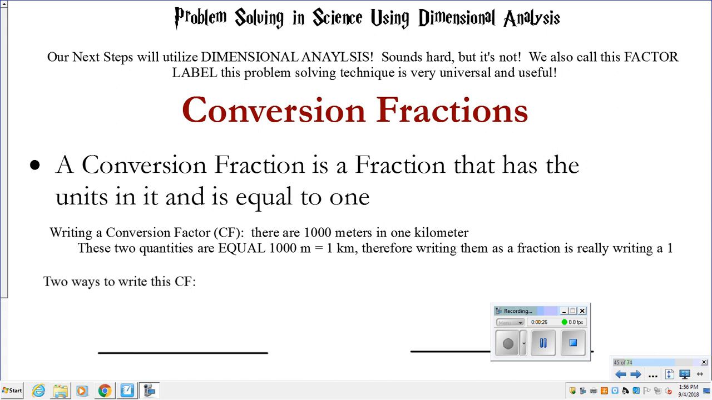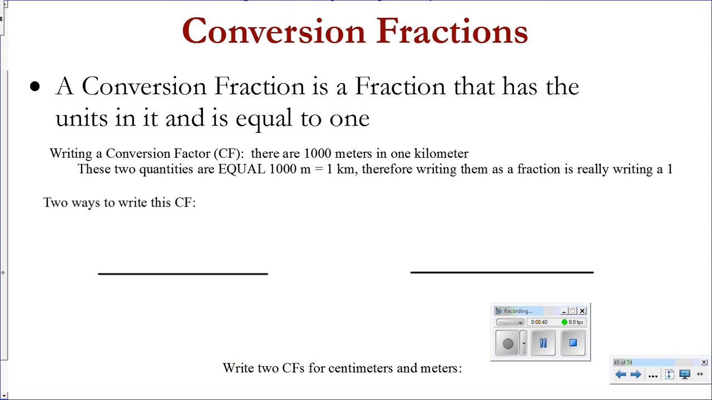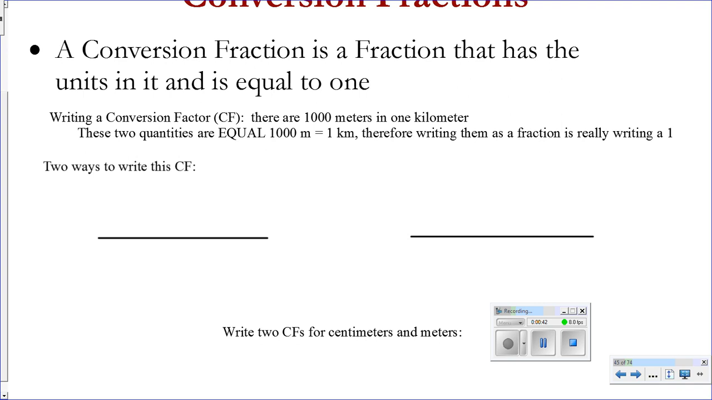And this involves using something called a conversion factor or a conversion fraction. And this is a fraction that is equal to 1. It doesn't look like it's equal to 1 because it will have non-1 numbers in it, but it is actually equal to 1. So writing a conversion factor is fairly straightforward. You have to think about two things that are equal to one another.